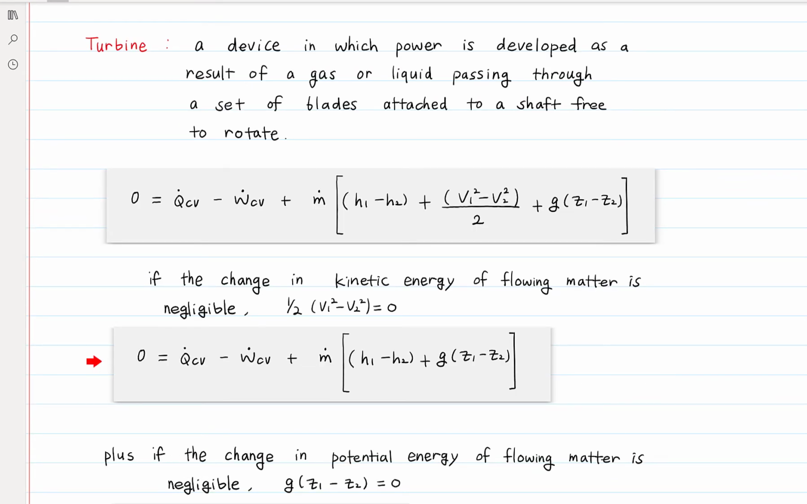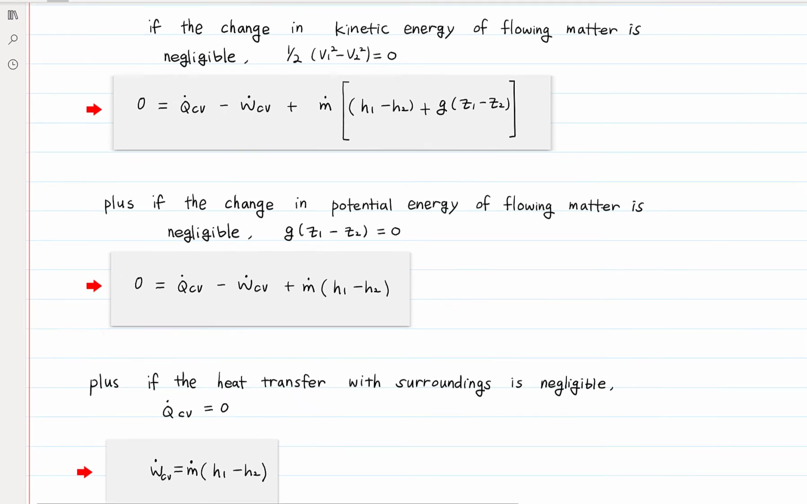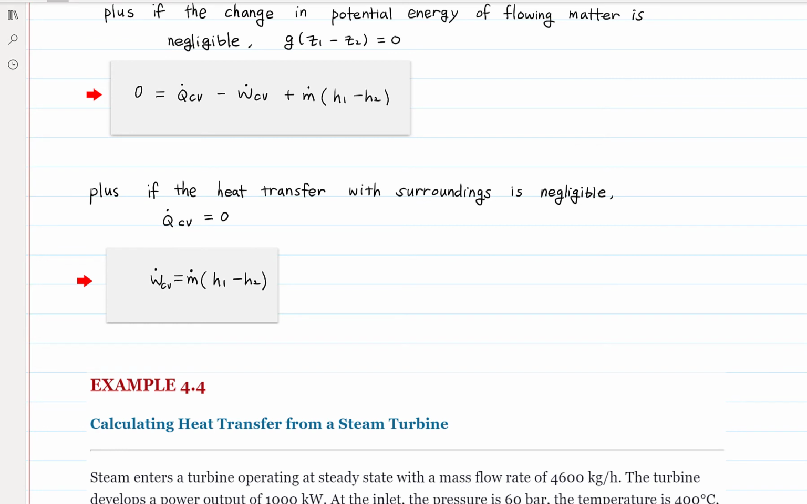Consider a turbine with one inlet and one outlet. The energy balance equation can be written in general form. If the change in kinetic energy of the flowing fluid is negligible, the kinetic energy terms drop out. If the change in potential energy of the flowing fluid is negligible, the potential energy terms drop out. If the turbine is well insulated, so there is no heat transfer with the surroundings, Q dot drops out.